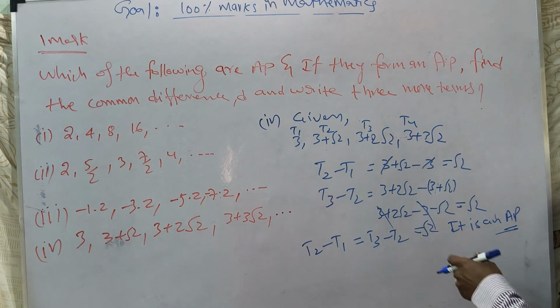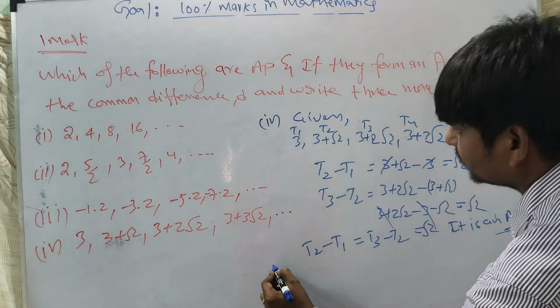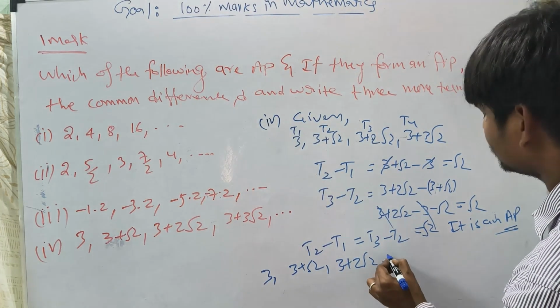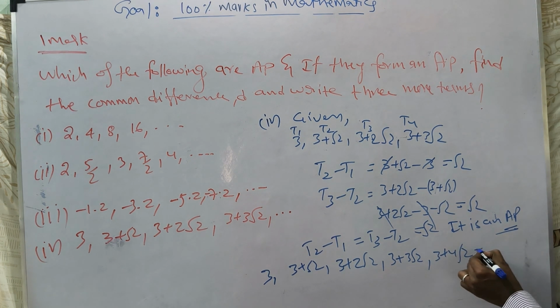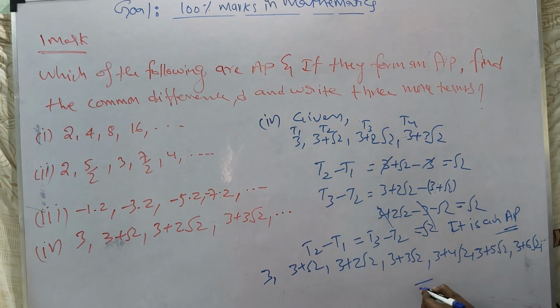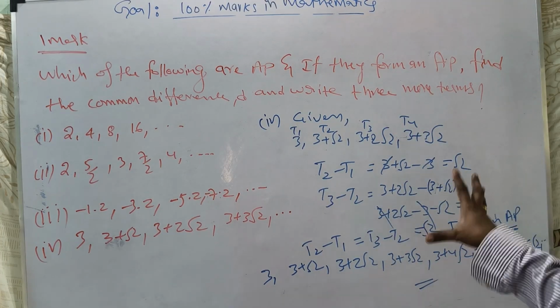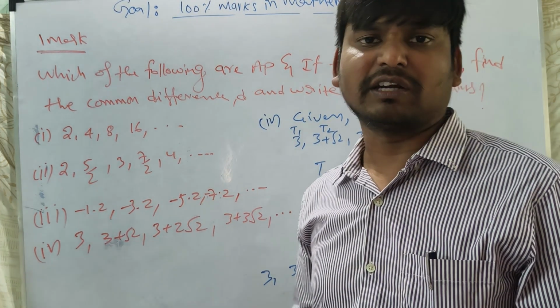Then what we have to do next? We have to write the three more terms. See here, next: 3, 3 plus root 2, 3 plus 2 root 2, 3 plus 3 root 2 already given. So 3 plus 4 root 2, 3 plus 5 root 2, next 3 plus 6 root 2. So this is your answer. Clear? Like this you have to write the entire solution, then the examiner will give full marks without cutting any marks. Clear all of you? So these are the 1 mark based questions.